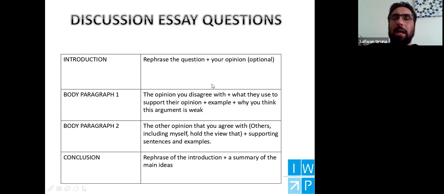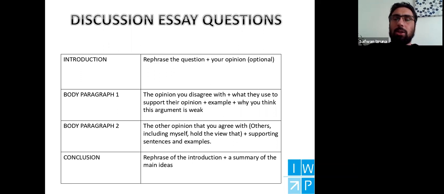Okay. Then in the second body paragraph, you can present your own opinion. This is the opinion that you agree with. Okay. And you can put, others including myself. So others including myself. This way, one body paragraph is doing two things. It's presenting the other opinion, and also at the same time, it's presenting your own.